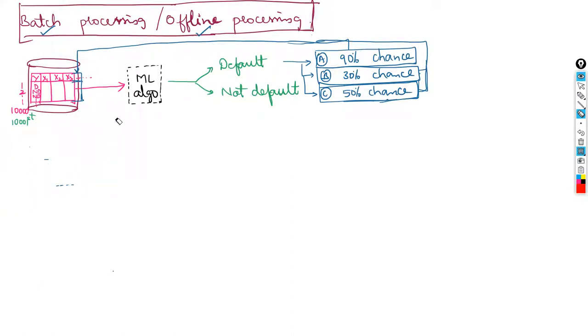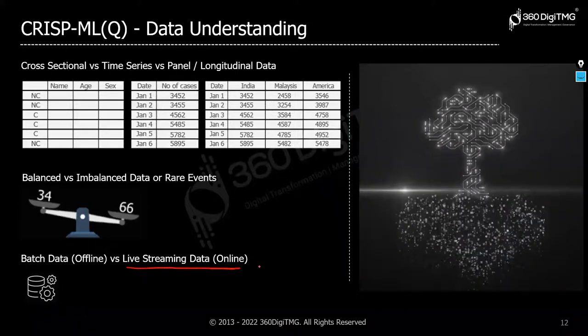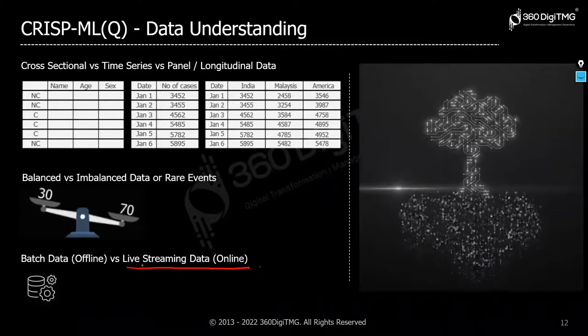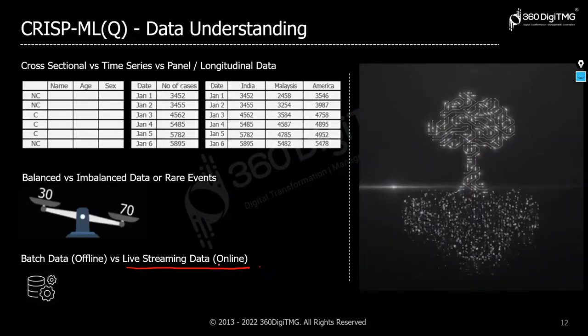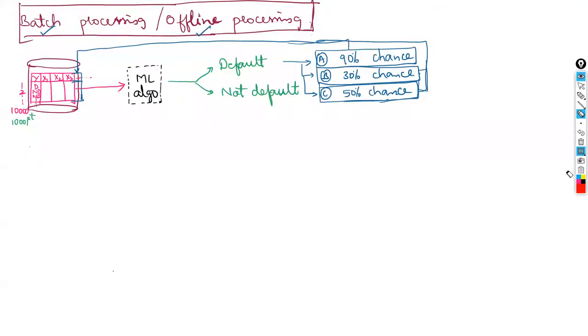So while this is batch processing or offline processing, we also have another thing. And that another thing is called live streaming or online processing. So let us now take an example of live streaming data or a specific business application pertaining to handling live streaming data. Let's understand further. Now let's talk about live streaming or online processing.